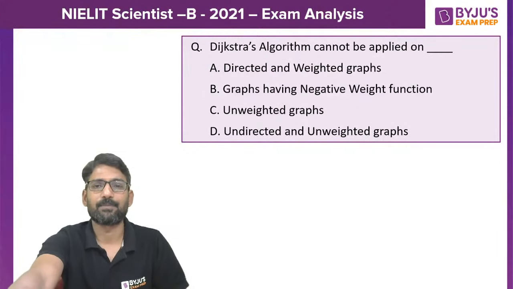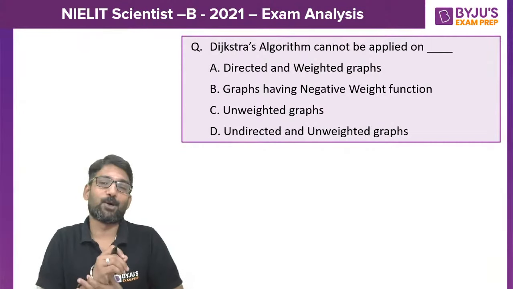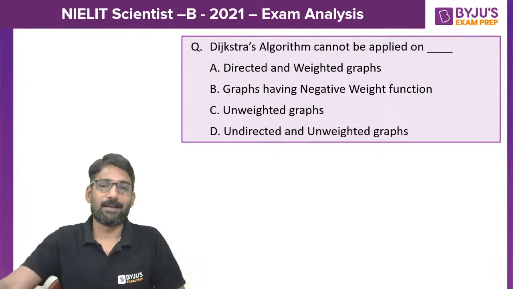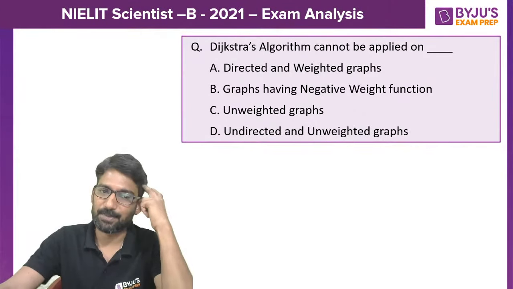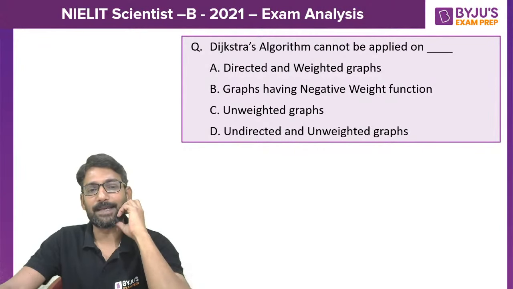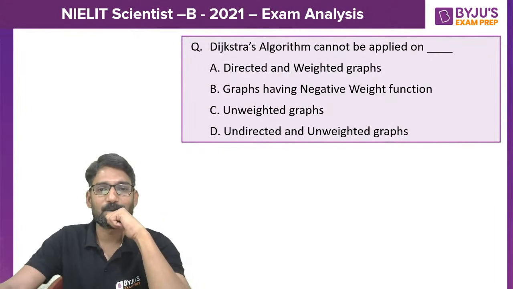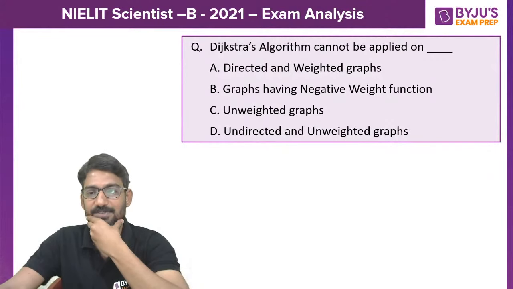Next, this Dijkstra algorithm cannot be applied on. This is again another question in today's Scientist B paper. This Dijkstra algorithm cannot be applied on. Options we have: directed and weighted graphs, graphs having negative weight, unweighted graphs, undirected and unweighted graphs.